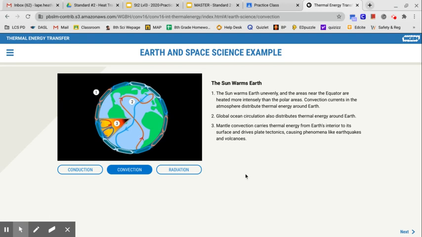Okay, convection. We can see the convection currents, and here we have, let's see, the sun warms Earth unevenly, and the areas near the equator are heated more intensely than the polar areas. Convection currents in the atmosphere distribute thermal energy around the Earth. So here we have number one, this is the sun heating the Earth's surface. Then we have the heat moving on the surface.